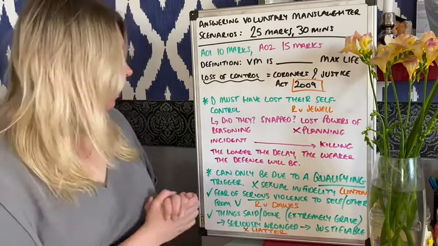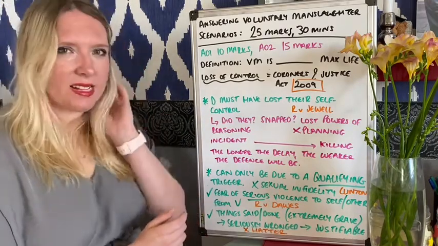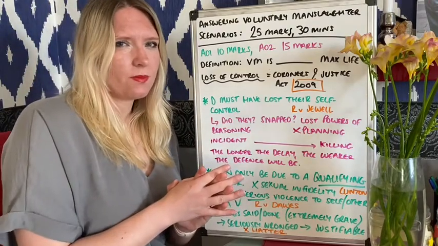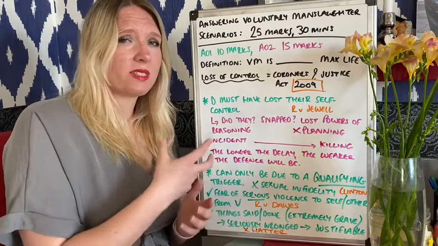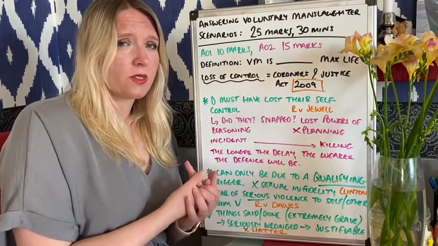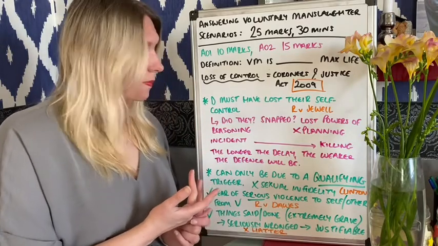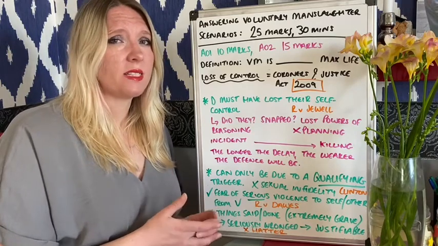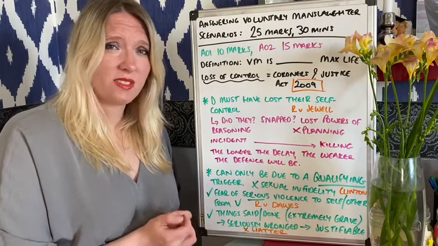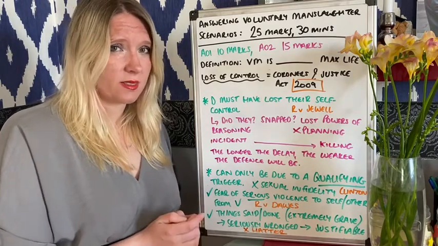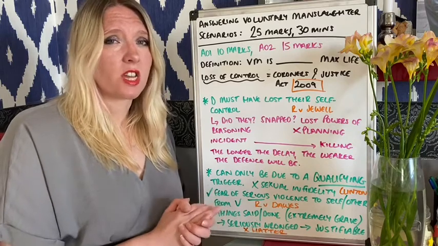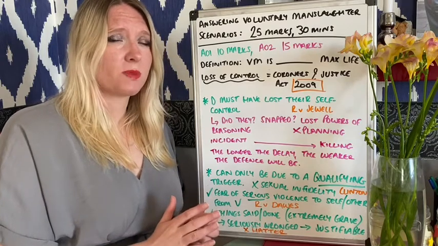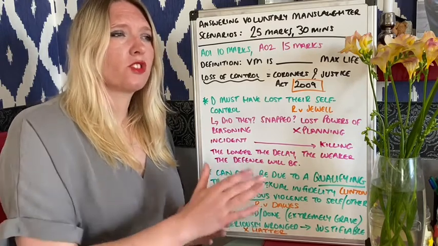So what is? First is a fear of serious violence to themselves or another person from the victim, almost like self-defence. I was scared that person was going to seriously hurt me, so I lost my control and I killed. I've underlined the word serious. It's not enough for there to just be a fear of violence, and that's what candidates tend to write when they're in a rush in the exam. It must be fear of serious violence. So if I threaten to punch you and then you apparently lose control and stab me to death, that would not be acceptable as a qualifying trigger. That wouldn't be enough to show you feared serious violence.